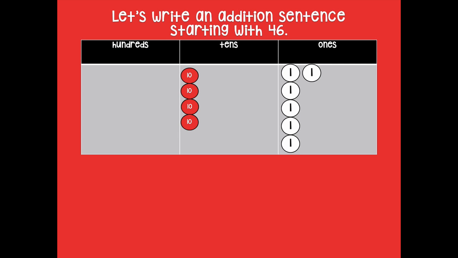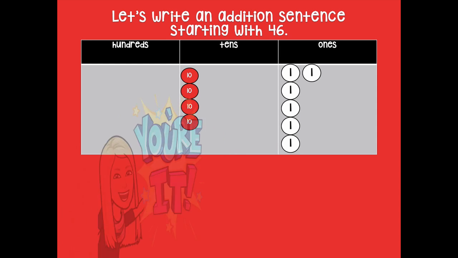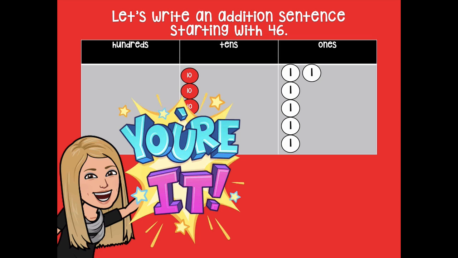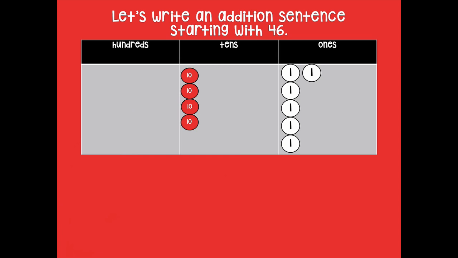Let's write an addition sentence starting with 46 this time. So remember, we can just flip that problem to put the total in the front, just like we did with one more. Okay, so pause the video, write your addition sentence. So you should have 46 equals, and then write your addition. Then click play when you're ready to go over it together. All right, friends, here's what I came up with. 46 equals 36 plus 10.